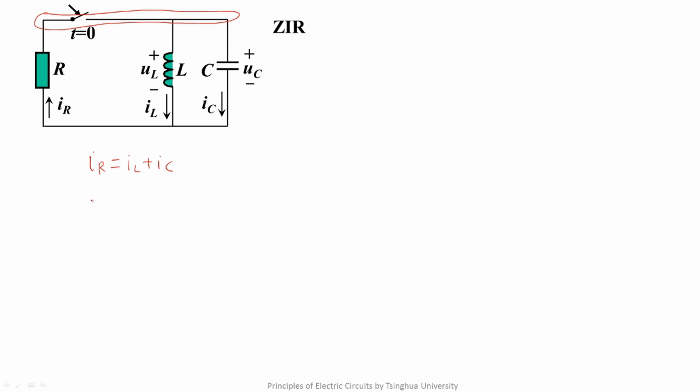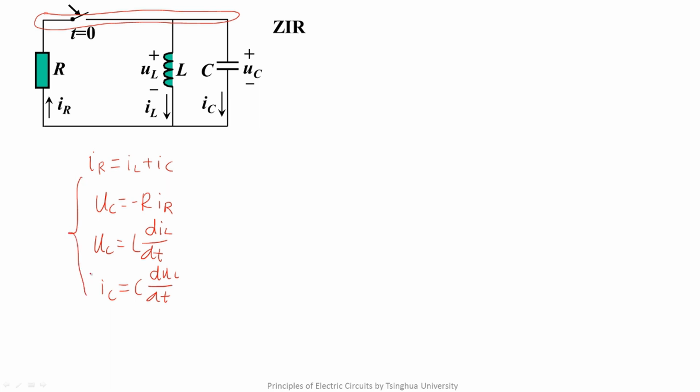For the resistor, IR and UC have non-associated reference directions, so UC equals minus R times IR. For the inductor, IL and UC have associated reference directions, so UC equals L times dIL over dt. For the capacitor, UC and IC have associated reference directions, so IC equals C times dUC over dt.